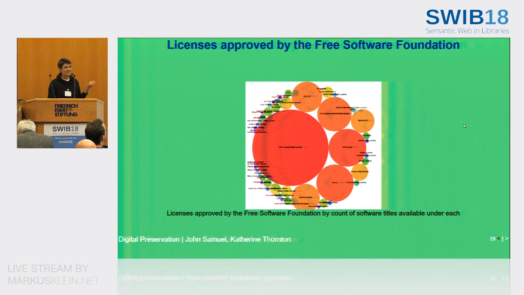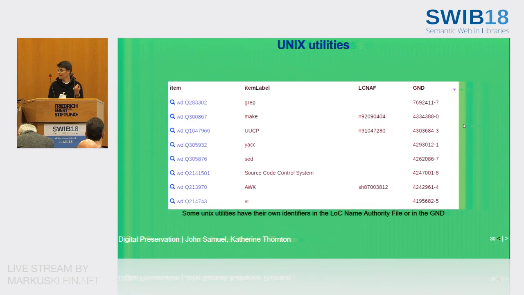This is a bubble chart visualization showing licenses that have been approved by the Free Software Foundation, ranked by the bubble size, which indicates how many software items currently described in Wikidata are available under one of these licenses. And this is an example of how external IDs from some of our institutions are being used in combination with software data in Wikidata. So these are Unix utilities that have their own identifier in the Library of Congress authority file or in the GND.